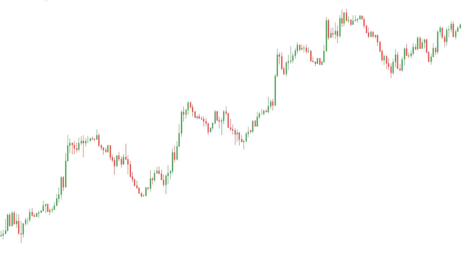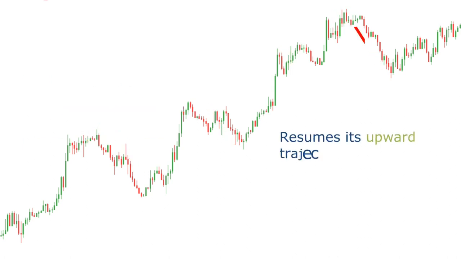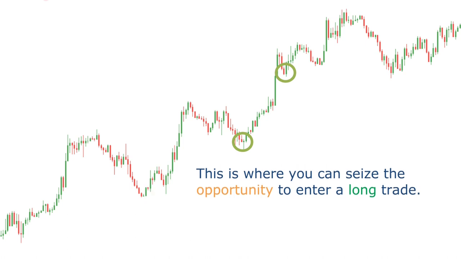Look at this chart. It shows a bullish trend with multiple pullbacks. Notice how the market retraces from the highs, makes a temporary dip, and then resumes its upward trajectory. This is where you can seize the opportunity to enter a long trade.